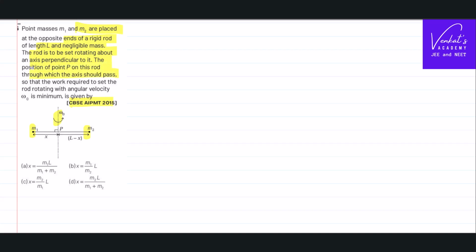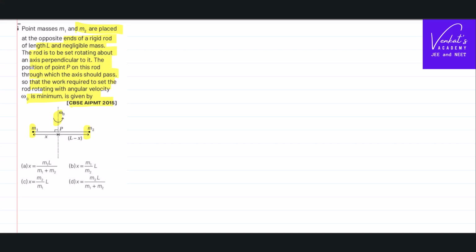The position of the rod is given. Now, the work required to set the rod rotating at a given angular velocity should be minimum. So we want the work done to be minimum. Work done equals half I omega square. So I has to be minimum so that the work done will also be minimum, because omega naught is fixed.